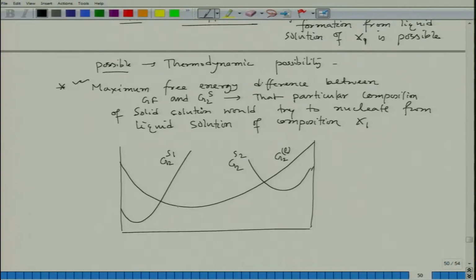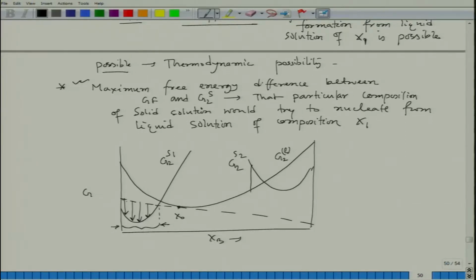If I start with the composition at this point, then again I have to draw a tangent on that particular point. This is G versus XB, and here also I could see that below this particular portion of that tangent on this composition x0, this is the initial composition of the liquid what we have considered, S1 free energy line is below that, between this to this. So, this particular solid 1 could be a possibility.